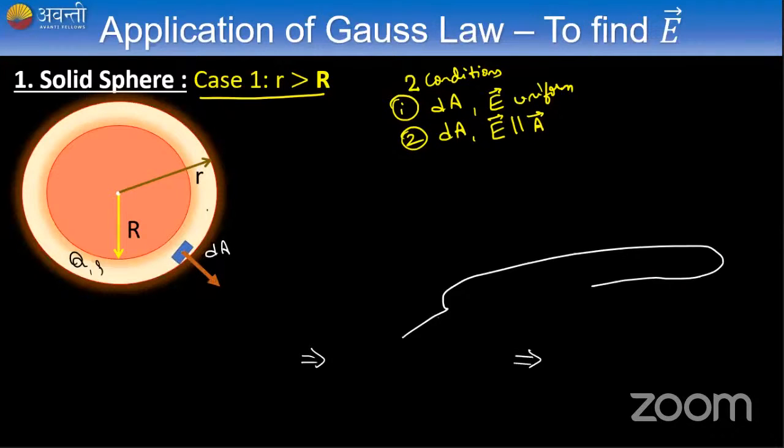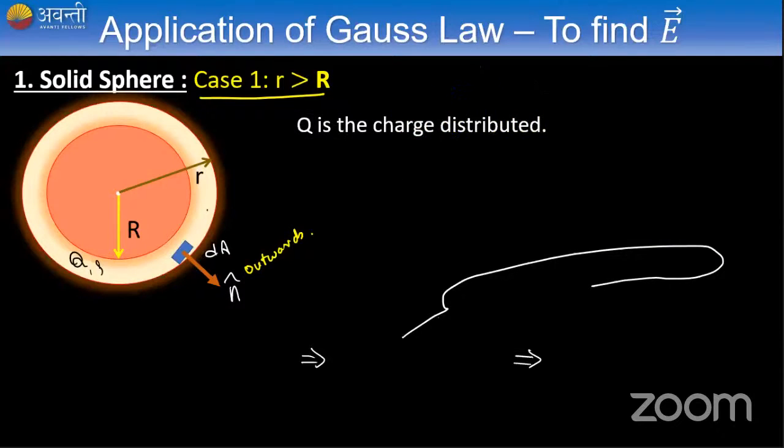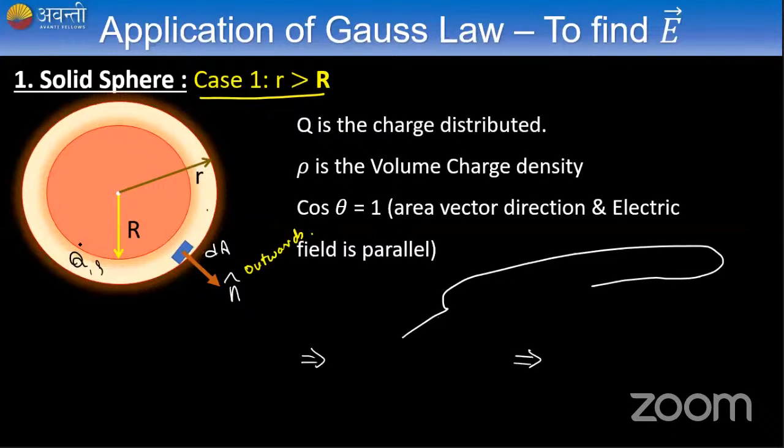So if I consider an area vector dA, then it has its direction along the n cap direction, which is always outwards, right? Now, the sphere which I'm considering here is completely charged with capital Q. So it's a volume charged sphere, a solid sphere charged with volume charge density rho, and let Q be the charge on it. The entire sphere is charged with the charge of capital Q.